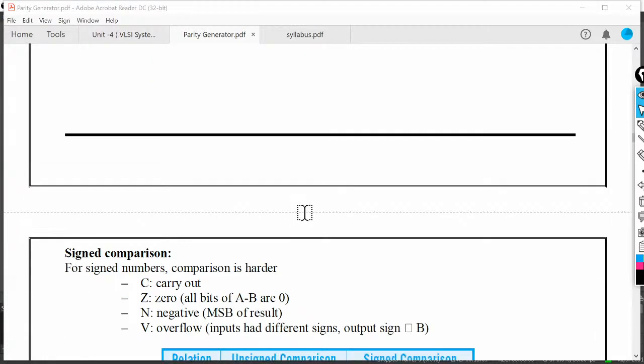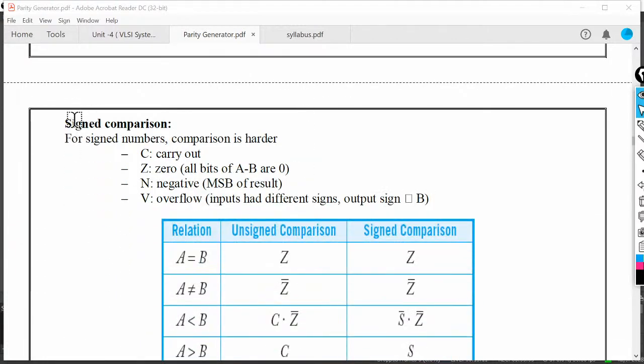Okay, now we are moving towards a different comparator. This one is the sign comparison. Why do we use this sign magnitude comparison circuit? We know that if we want to represent any number, we have two different choices. We can represent it by using signed form, or we can represent it by using unsigned form.